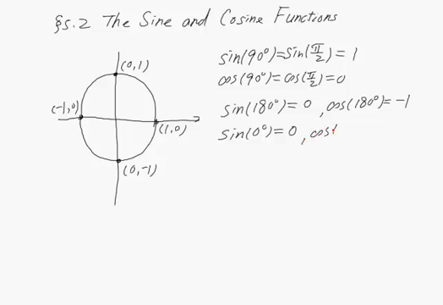Then how about the cosine of 0 degrees? Positive 1 or -1? Positive, right? Positive 1. Okay.